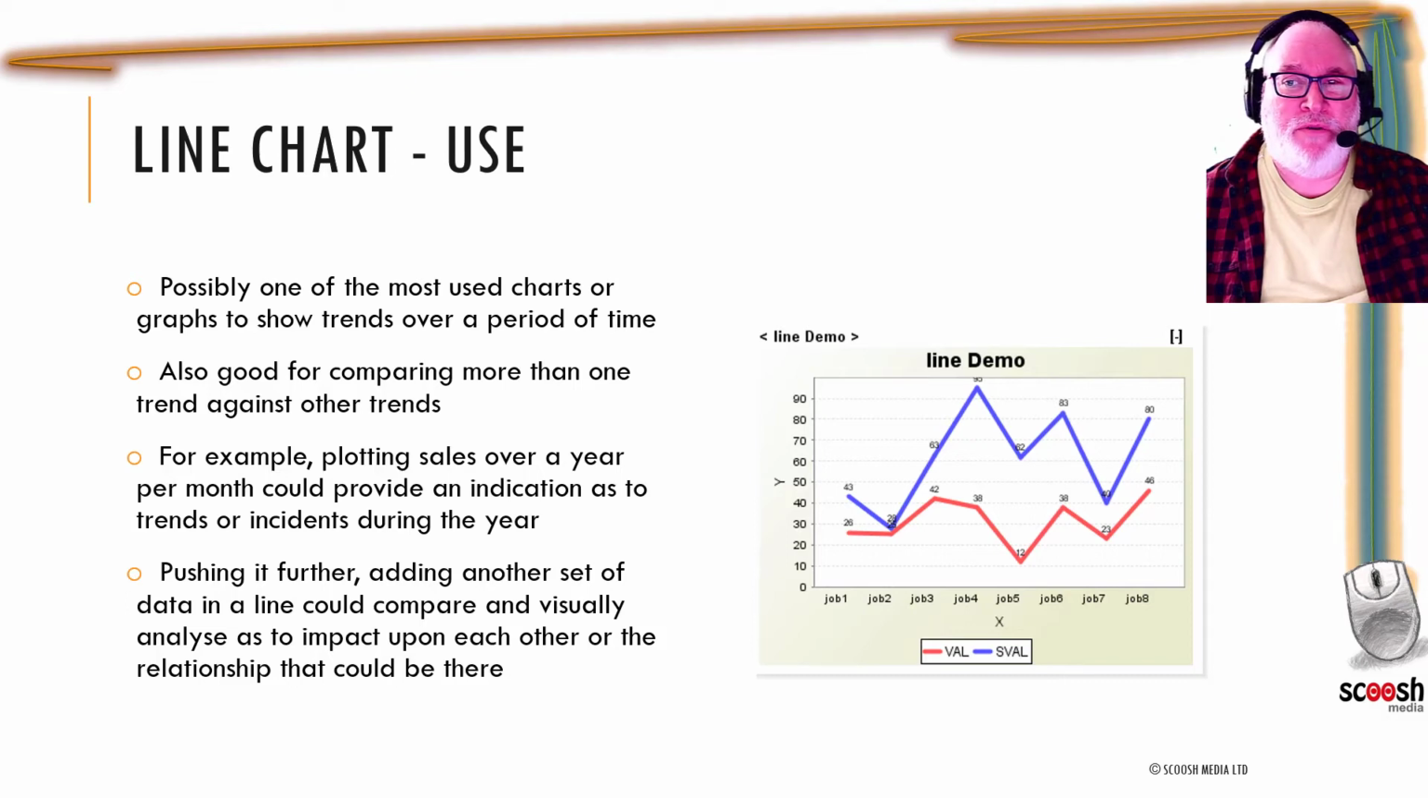It's good for comparing trends against other trends. Something similar to what we see on the screen here. So adding other lines will let you see if there's any relationship or any patterns built up. So any correlation between anything that might be happening.